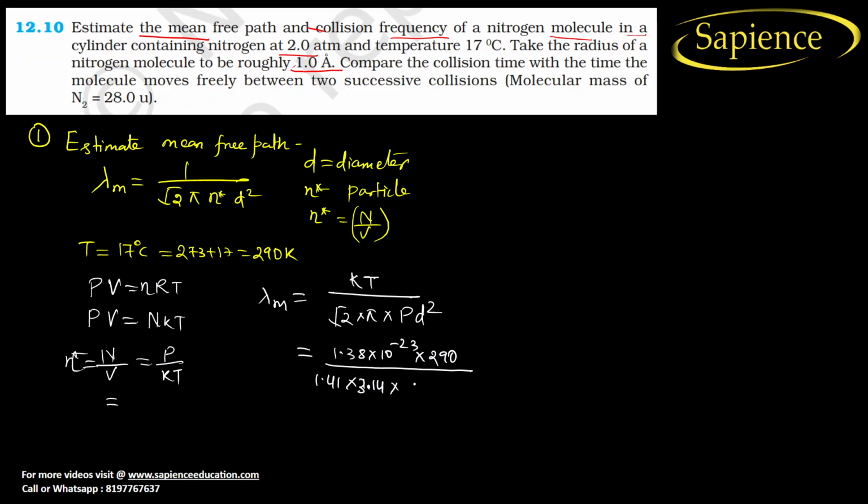So how much is the pressure? The pressure is approximately 2 atmospheric pressure. So we can put here 2 into 1.01 into 10 to the power 5 into d square. d is the diameter. Since radius is given as 1 angstrom, the diameter will be approximately 2 into 10 to the power minus 10 meter. So finally, if we do the calculation, we will get the value as 1.11 into 10 to the power minus 7 meter. So this is the mean free path value.